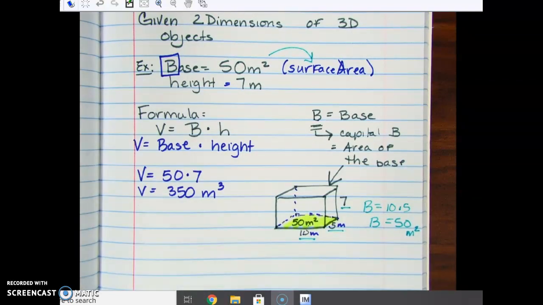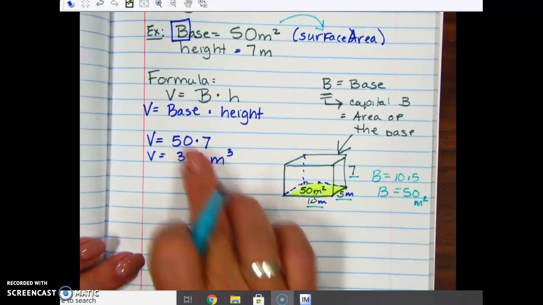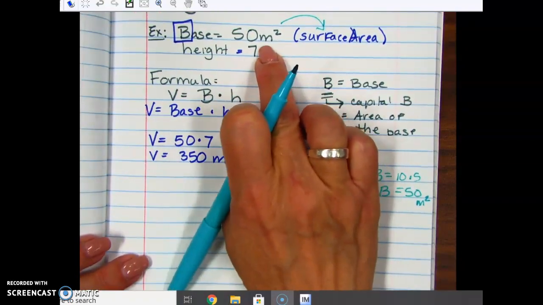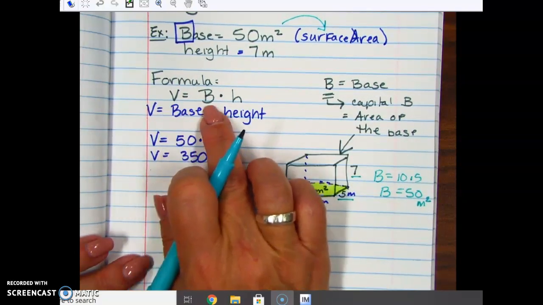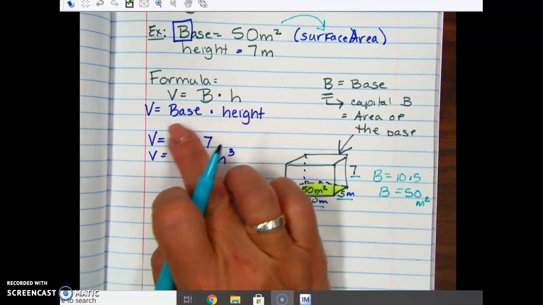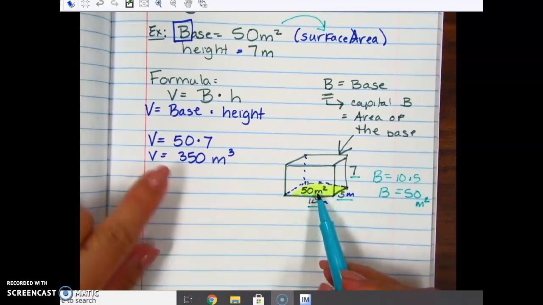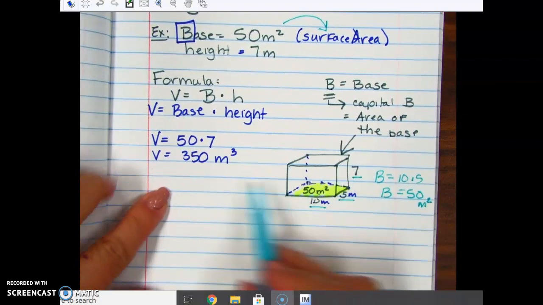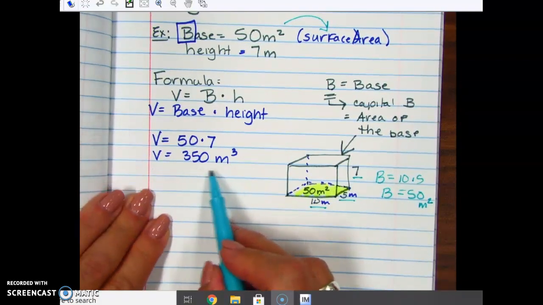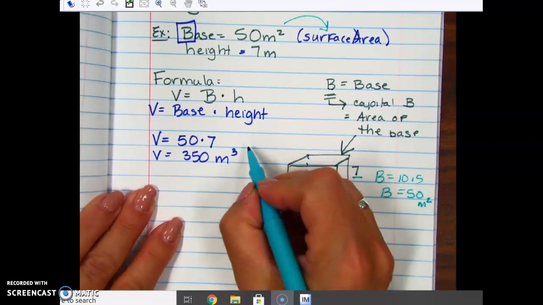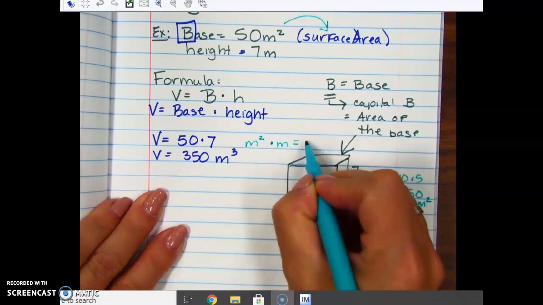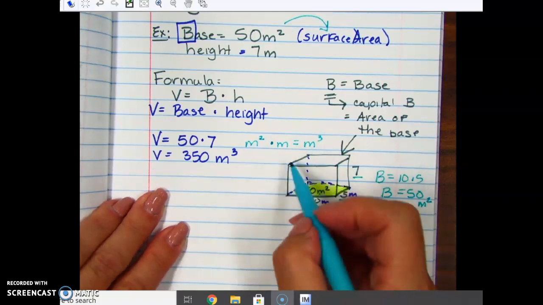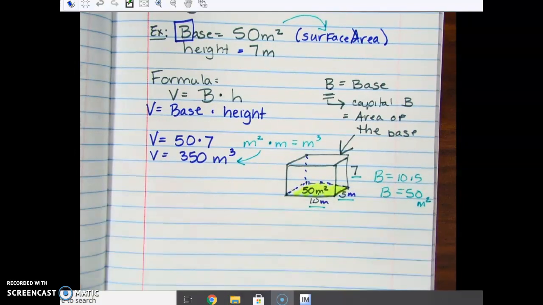So now, let's see. They've given me this, and now the formula, when I've been given 2 dimensions, one with the capital B, is volume equals base times height. And I wrote that out. So I would take this and my height, when I multiply them together, I get 350 meters cubed. So it's also like saying m squared times m, and I end up with m cubed. So that's how I also get to that point. And that, my friends, is volume.